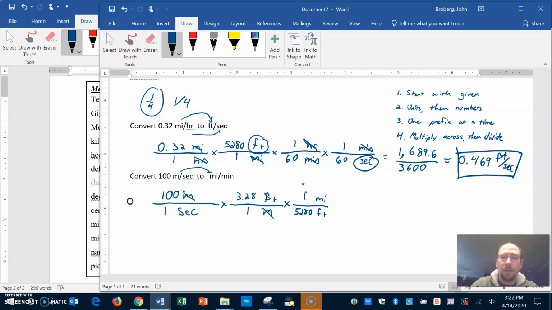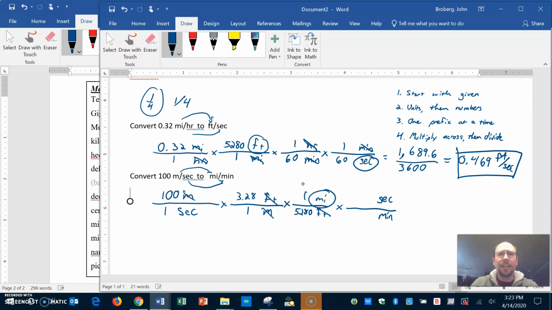The feet will cross out because one's on top, one's on bottom. Miles is a unit that I want in my answer, so I'm going to circle it, kind of tell my brain that I'm done with that unit. But I do have to go back and deal with this other unit that was started on the bottom. So I have to do a multiply sign and a line. Seconds started on the bottom, so when I put it over here, I do units first: seconds is going to go up on top. The unit on the bottom is not miles, we're done with that one. The unit on the bottom is what I'm trying to convert it to, minutes.